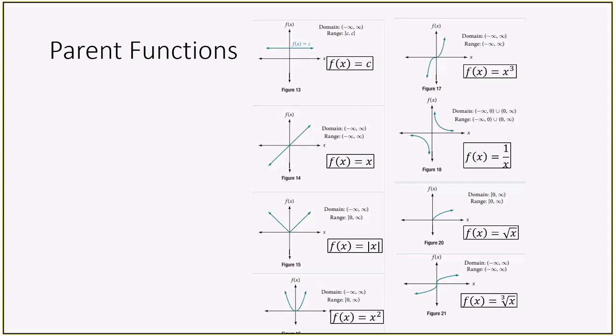Square root of x has to start at 0 and go to positive infinity because we can't have negative values. And then the cube root of x looks just like the square root of x, except we can have negative values, so we get that other side. And it is a little bit steeper of a curve when compared to the square root of x, but same basic concept.